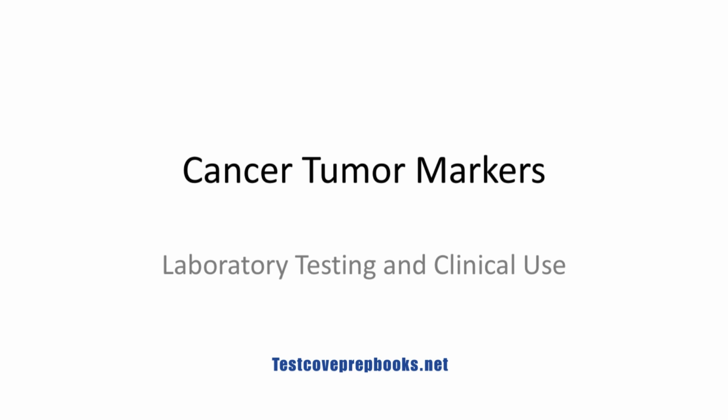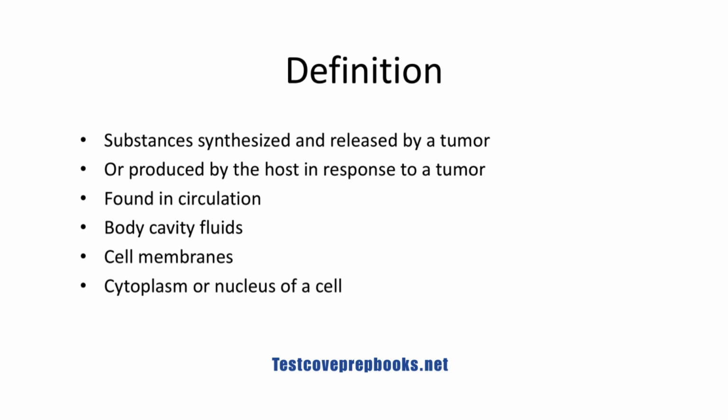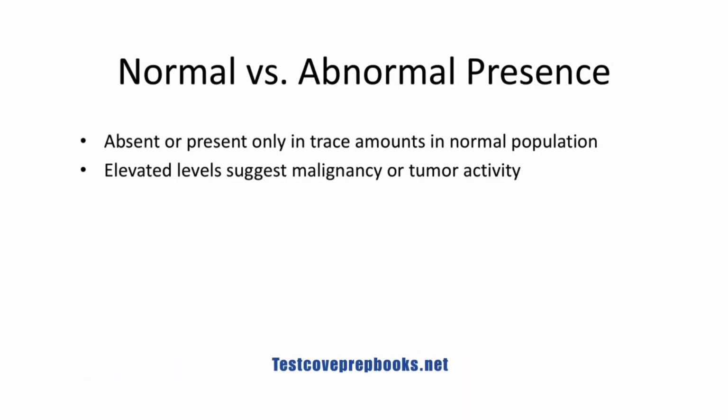Let's discuss cancer tumor markers. Tumor markers are substances that may be synthesized and released directly by a tumor, or they may be produced by the host in response to the tumor. These markers can be found in circulation, in body cavity fluids, on the cell membranes, or even inside the cytoplasm or nucleus of a cell. In healthy individuals, tumor markers are either completely absent or present only in very small trace amounts. When they appear at elevated levels, this can indicate the presence of malignancy or active tumor growth.